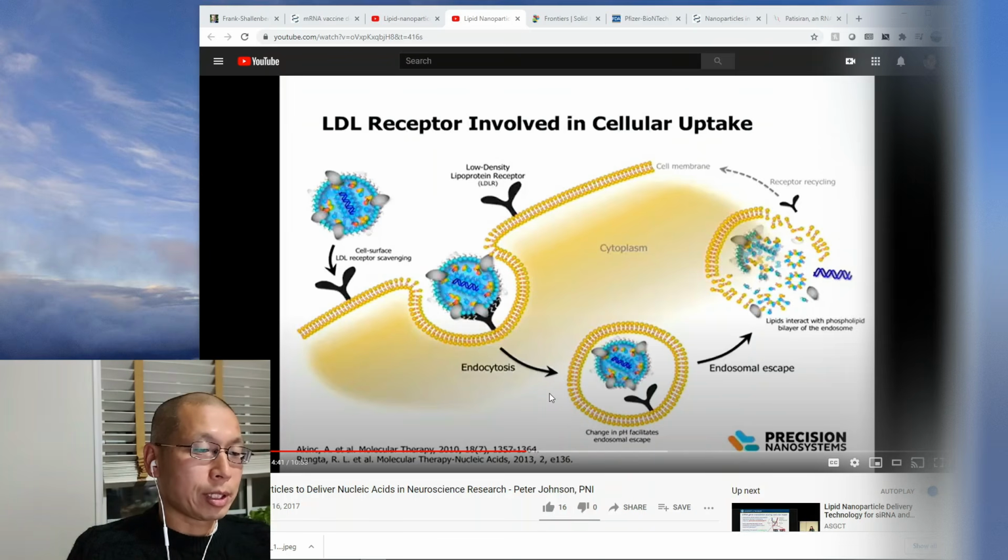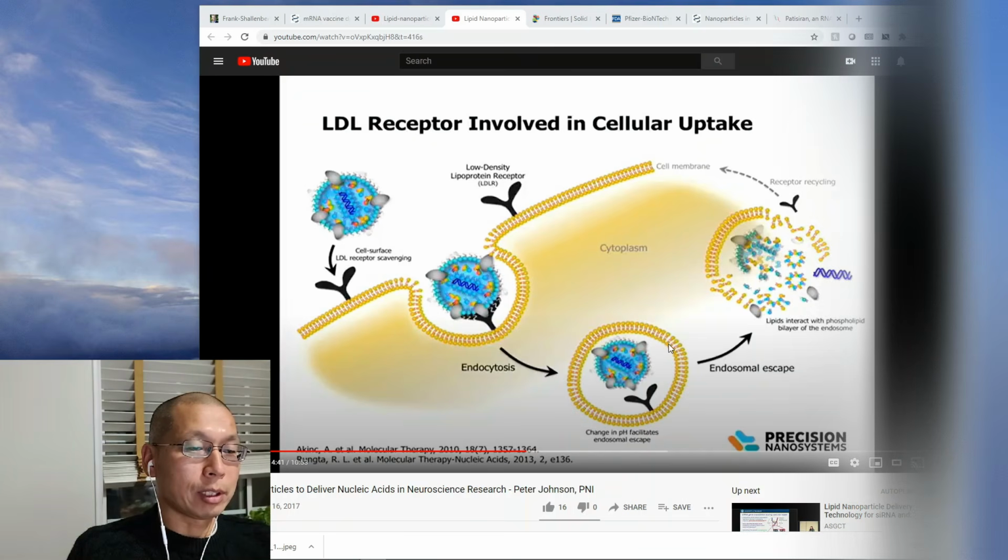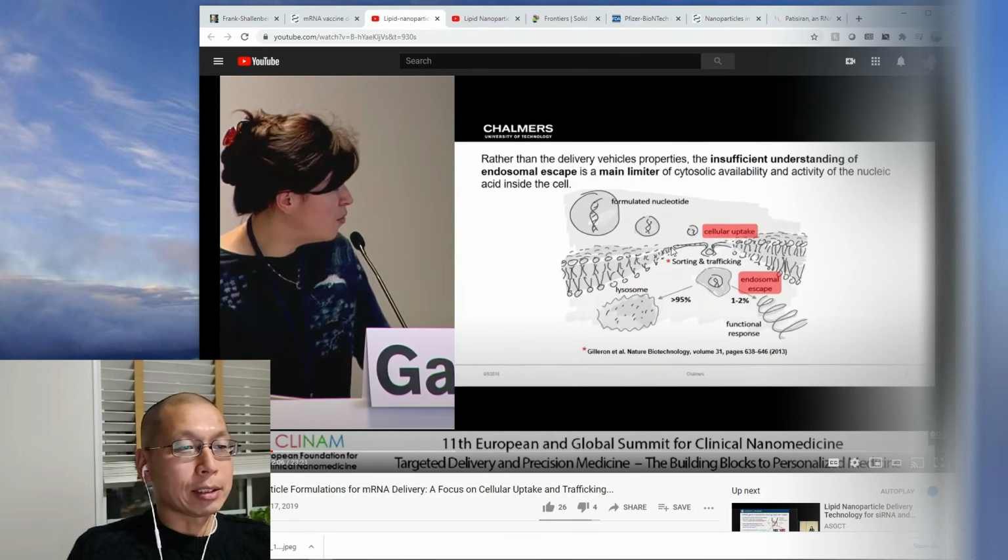And then once you get endocytosis, it becomes an endosome. And then pH changes in the endosome are supposed to make the lipid nanoparticle fuse with the phospholipid bilayer and then release it into the cytoplasm. So the major problem here, evidently, is that after it gets into the cell as an endosome, the vast majority of these things go into the lysosome and get degraded and are just totally eliminated. And a very small percentage escape the endosome and you get translation of the protein.